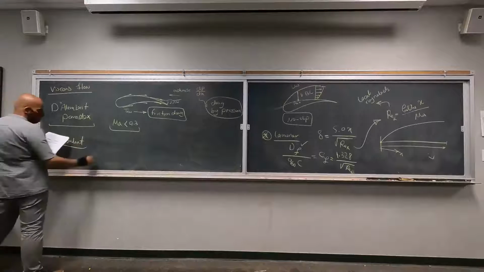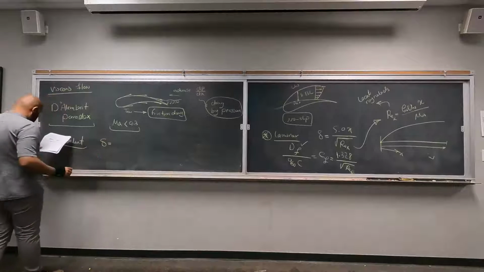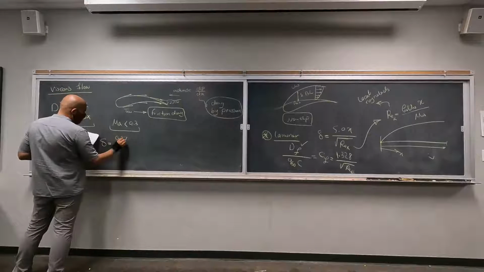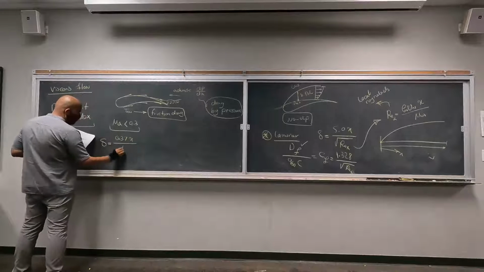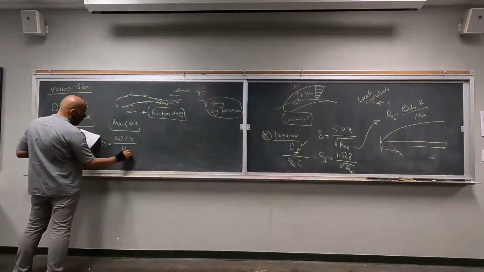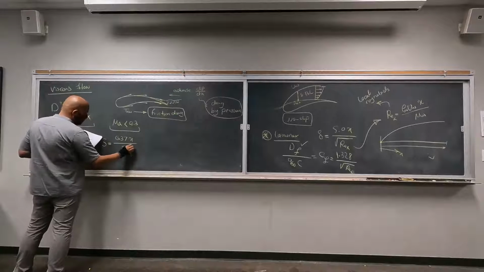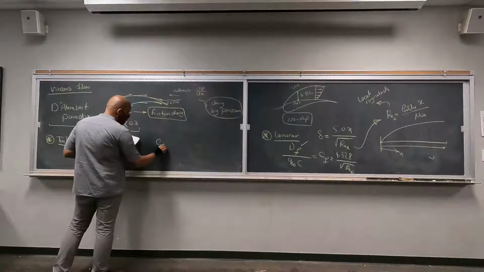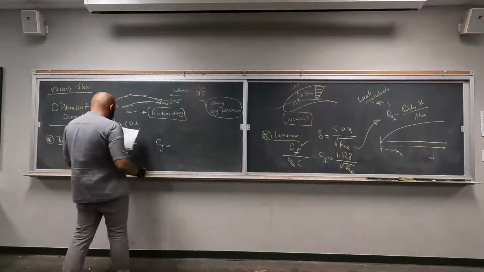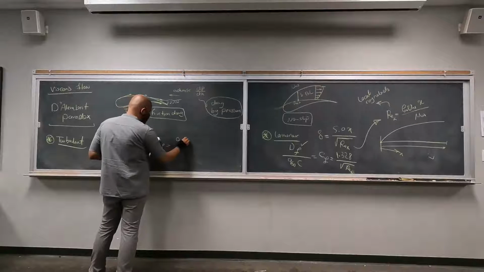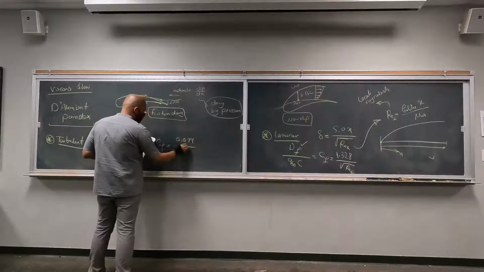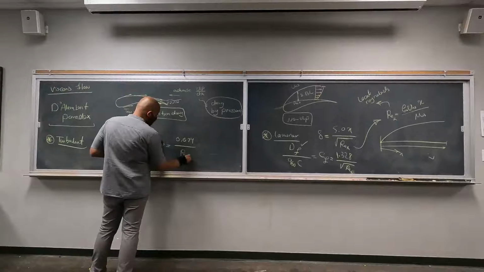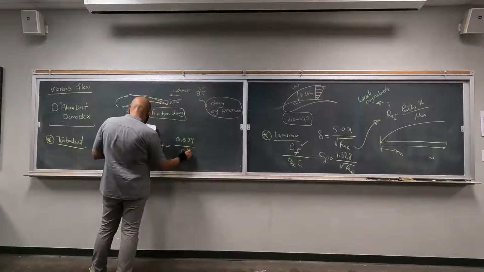Okay. The boundary layer thickness in a turbulent flow can be calculated by 0.37 x divided by Re of x to the power 1/5, and the friction coefficient can be calculated by 0.074 divided by Re of C to the power 1/5.